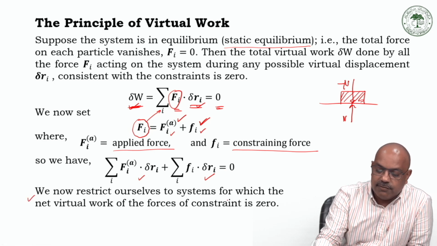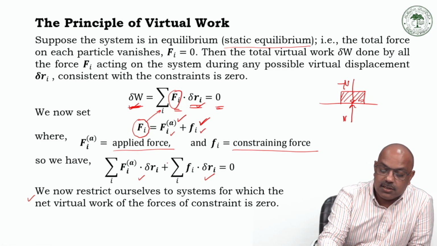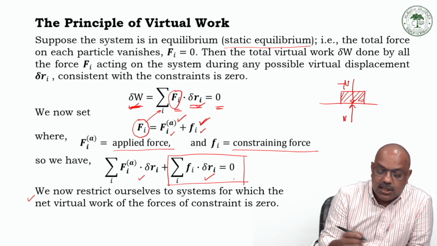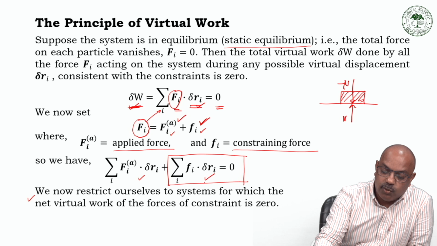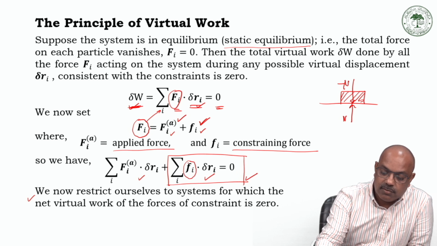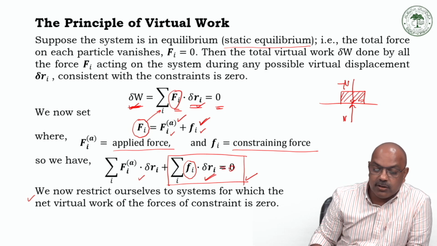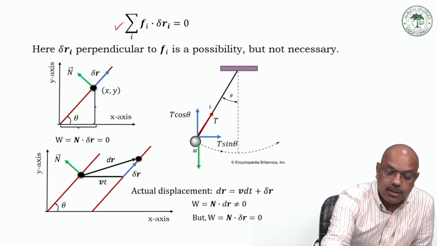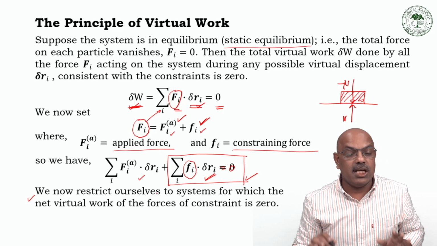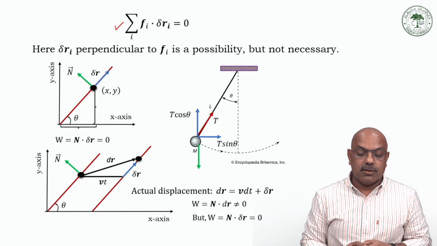Now we restrict ourselves to the system for which the virtual work of the forces of constraint is zero. That means what we are doing is we're restricting ourselves so that this virtual work, this is the virtual work done by this constraint force, because force times the virtual displacement is going to be zero because of the constraint. This is what I am trying to say. So we now restrict ourselves to the system for which the net virtual work of the forces of constraint is zero.